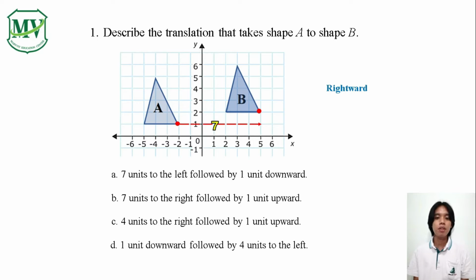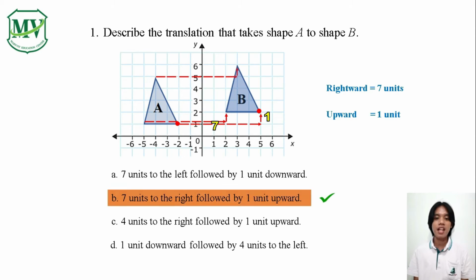That corner has moved 7 units to the right and 1 unit up. Let's do the other corners. Notice that all the vertices move the same direction through the same distance, which is 7 units to the right, then followed by 1 unit upward. This gives us the answer to this problem, and that's letter B.